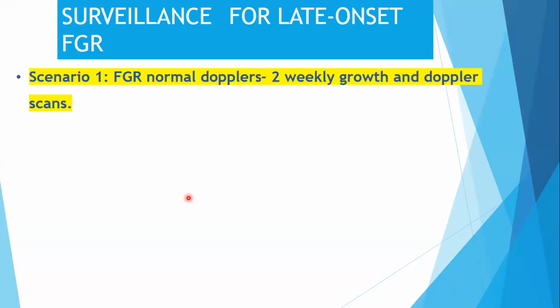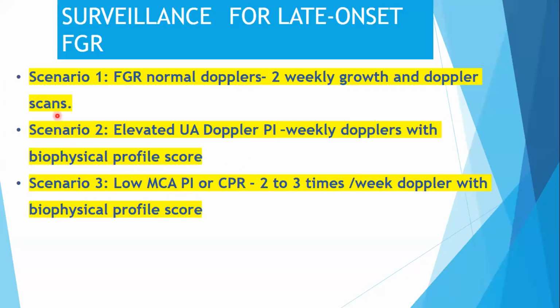Now, in terms of surveillance of late onset fetal growth restricted babies, there are also 3 scenarios that we come across. Scenario 1 is fetal growth restriction with normal Dopplers. We do our 2 weekly growth scans and Dopplers, just like in early fetal growth restriction. Scenario 2 is different though. In this case, yes, there's fetal growth restriction, and the only thing is an elevated umbilical artery Doppler PI.